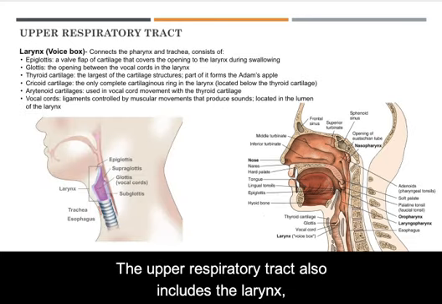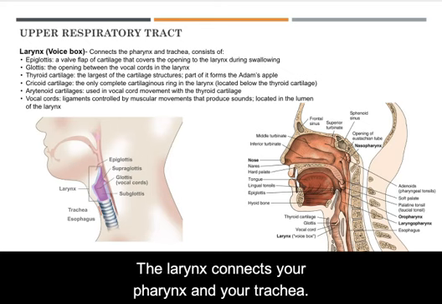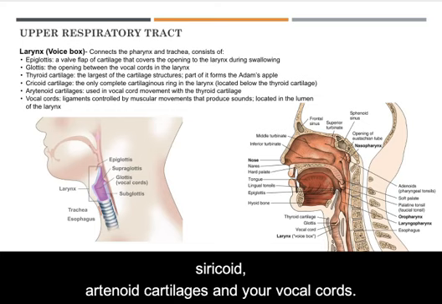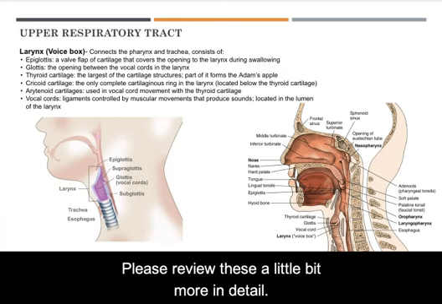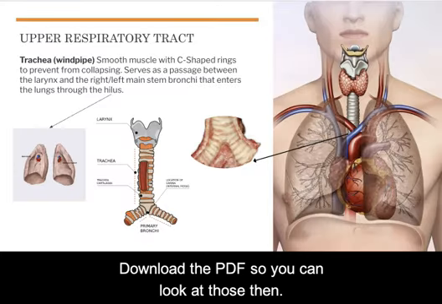The upper respiratory tract also includes the larynx, which is your voice box. The larynx connects your pharynx and your trachea. It consists of the epiglottis, the glottis, thyroid cartilage, the cricoid and arytenoid cartilages, and your vocal cords. This is a picture of all of those different parts. Please review these a little bit more in detail. Download the PDF so you can look at those.